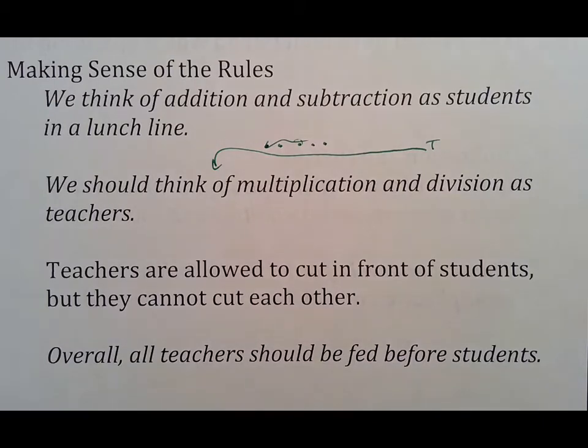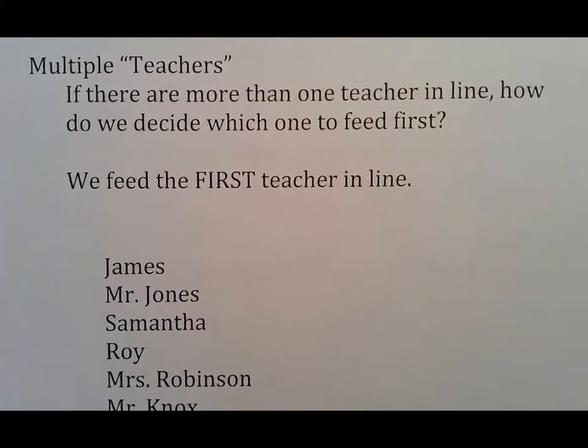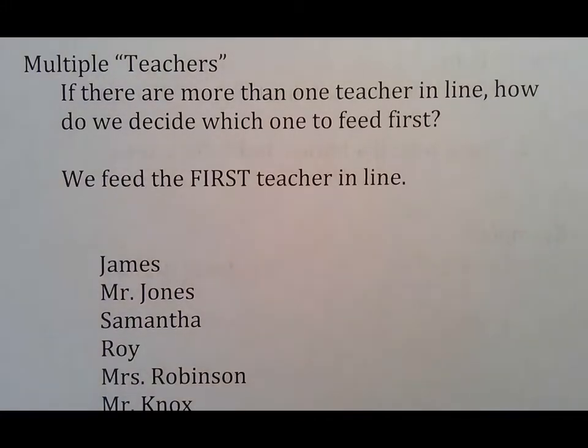So common sense wise, if you just remember that, you will be good at this level of order of operations because it's not that hard to do. Feed your teachers, then feed your students. So if there are multiple teachers in line, how do you determine which one you feed first? Same as students. Who's the first teacher to walk in? That would be the first teacher that gets fed. Again, female teachers cannot jump in front of male teachers. Male teachers cannot jump in front of female teachers, just like students can't jump in front of students.